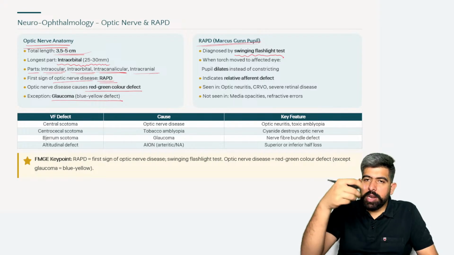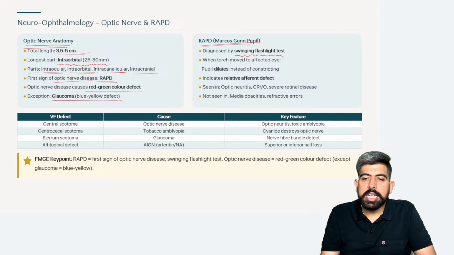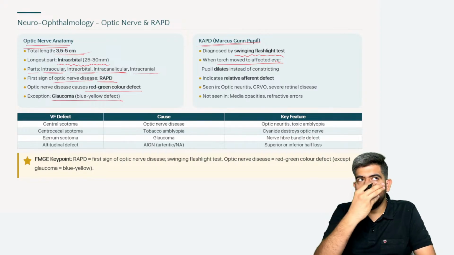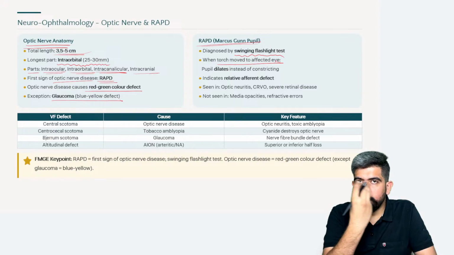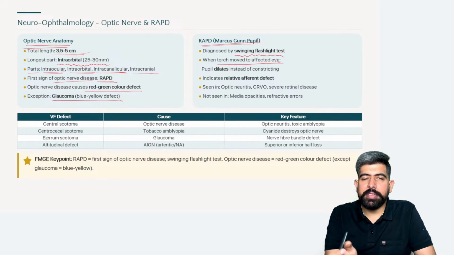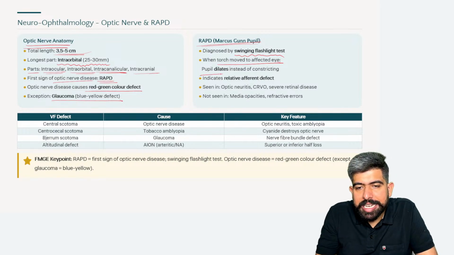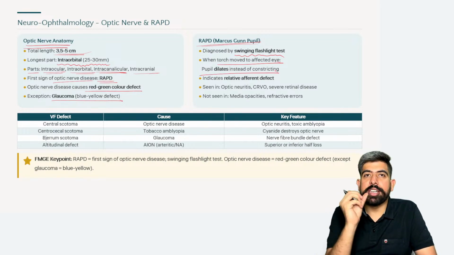What we are doing is the swinging flashlight test. When the torch moves to the affected eye, what will happen? If I have a case where the patient has a right-sided affected eye, this pupil will dilate instead of constricting, right?